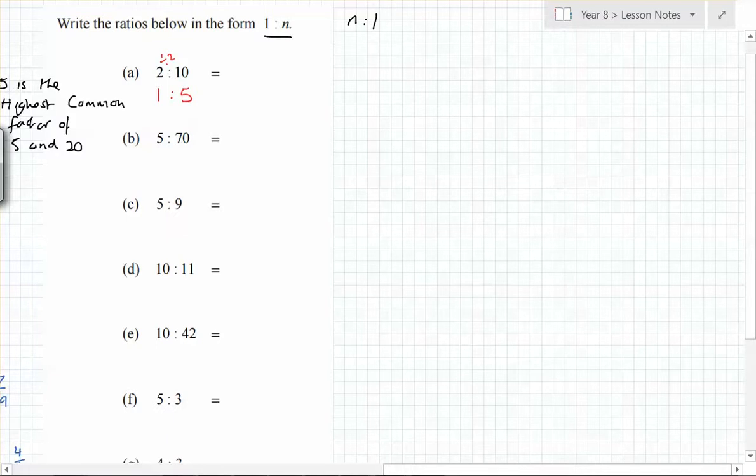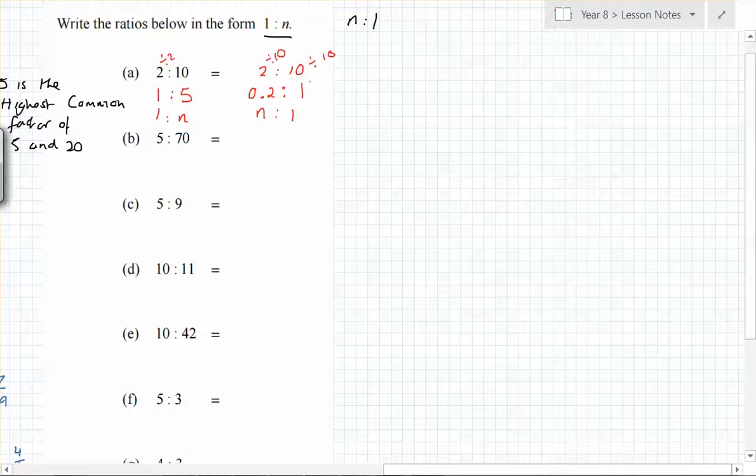As an extension, because you are the smart group, that is 1 to n. What would n to 1 be? It's not 5 to 1. 10 to 2? Nope, we can't change it round. Isn't it just 2 to 10? No, that has not got a 1 in it. Is it 0.2 to 1? Why would it be 0.2 to 1? Because 10 divided by 10 is 1, so 2 divided by 10 is 0.2. Yeah, exactly. We divide by 10, divide by 10, so it becomes 0.2 to 1.